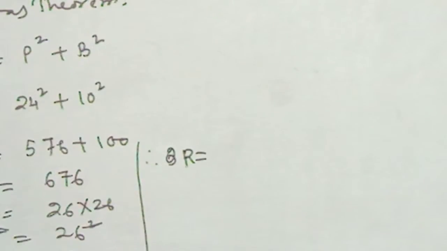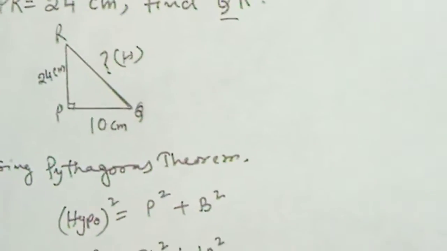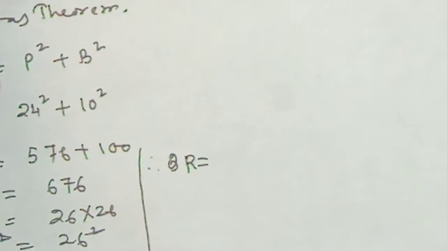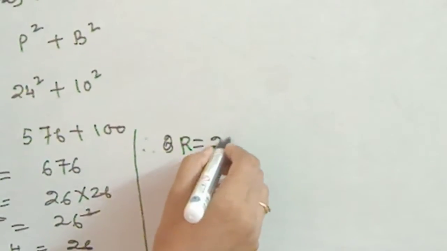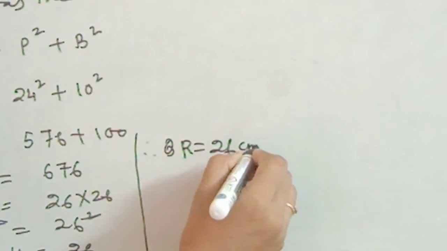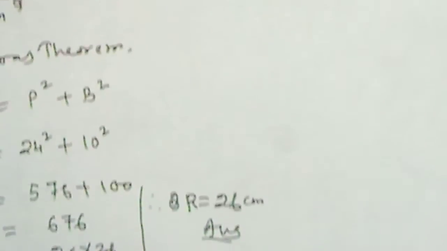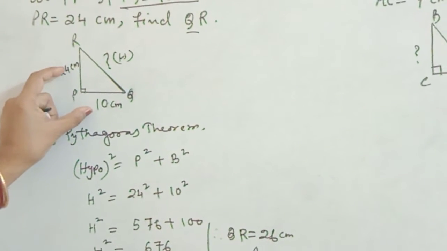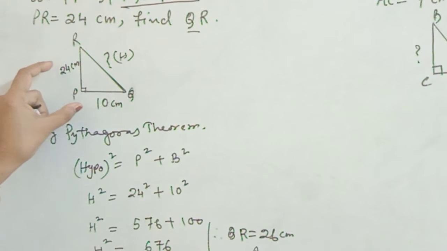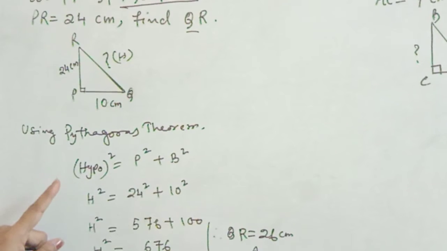So the length of QR. So h is equal to 26. You can see the value of h is equal to 26, hypotenuse. So we will write now, find QR. So QR is equal to 26 centimeter. Understood? In this way only, if any side of a right triangle is missing and the measurements of the other two sides are given, then you can find the missing side by using Pythagoras theorem.